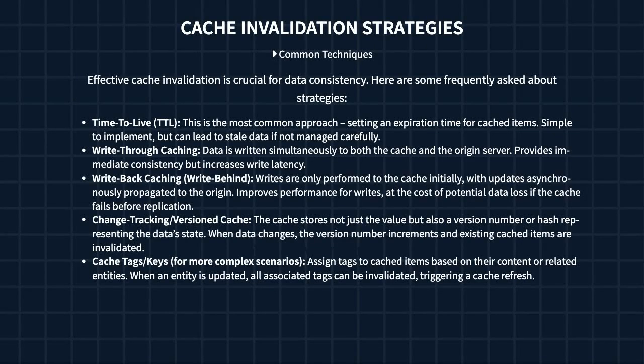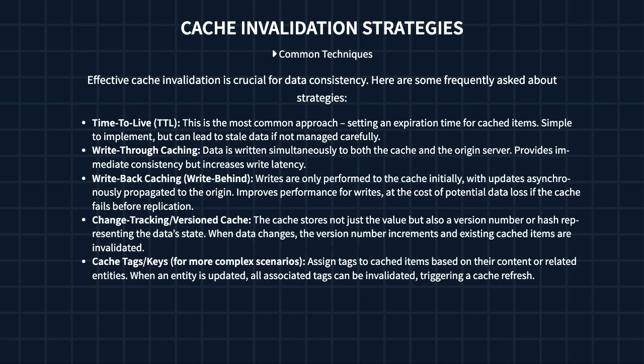Okay, let's talk about how we make sure our caches are actually accurate. A really important question in any caching interview is, how do you invalidate the data stored in your cache? The most basic approach is TTL, setting an expiration time for each item. It's easy to set up, but be aware that if something changes before the TTL expires, you'll have stale data. Then there's write-through caching, where writes happen immediately to both the cache and the original source. This ensures consistency, but it can slow down writes a bit.